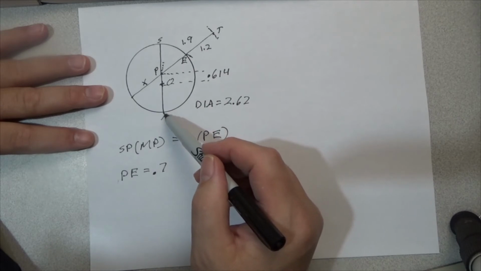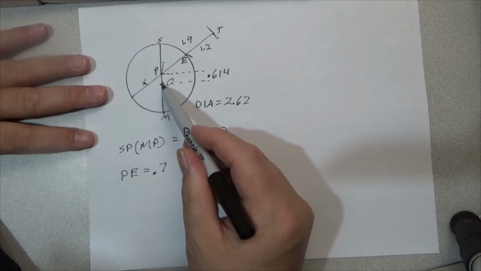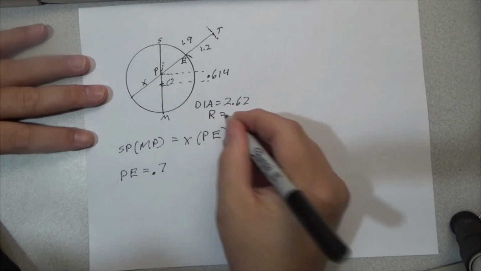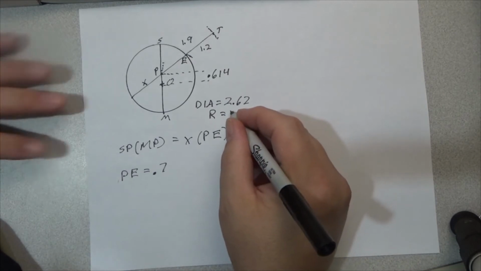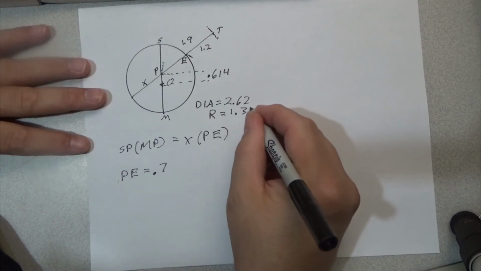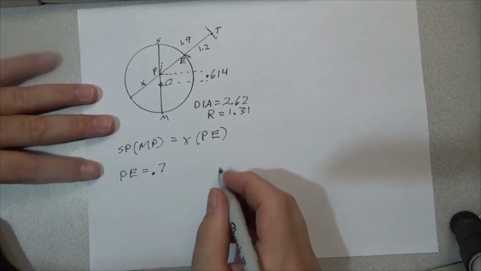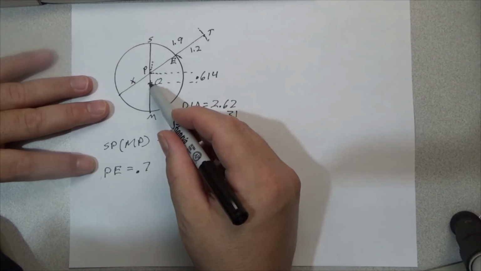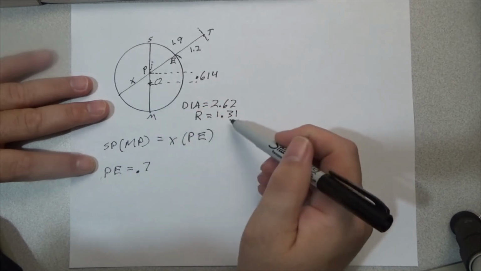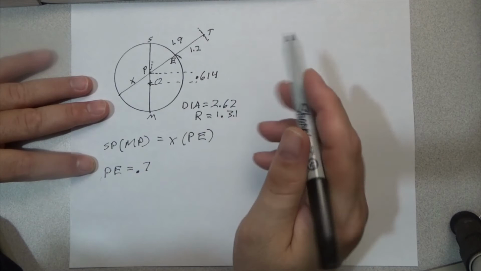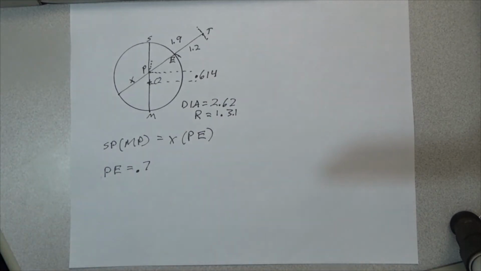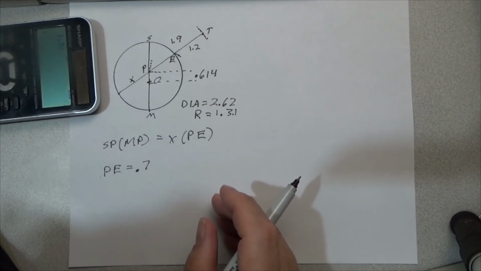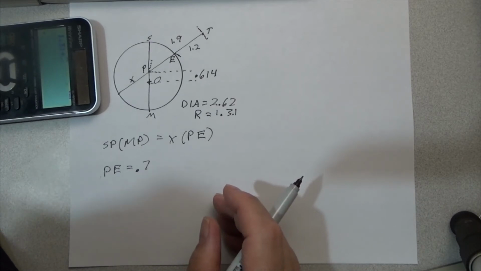So MO, let's just go ahead and say the radius is 1.31. Yep, did it in my head, just like that. So the distance from M to P is this plus that, 0.614.